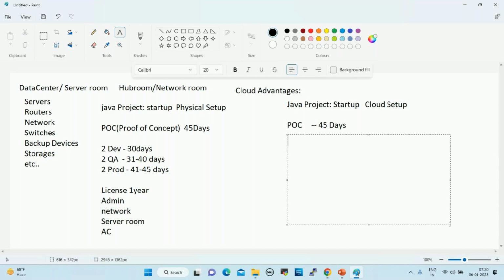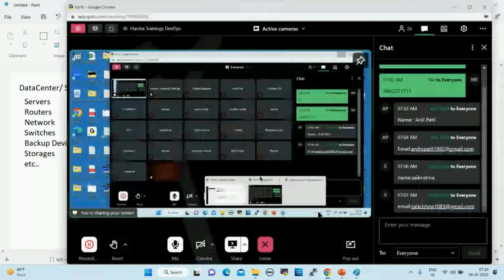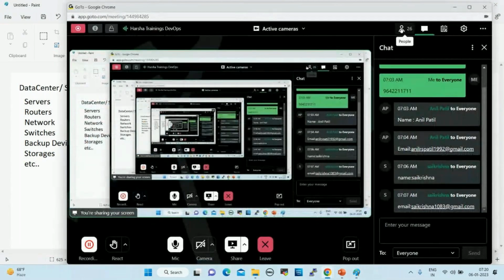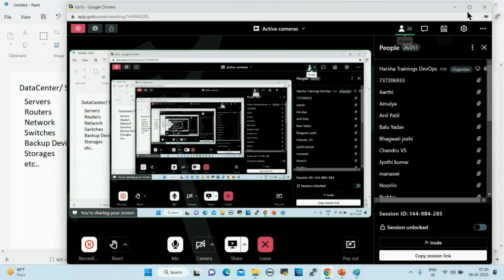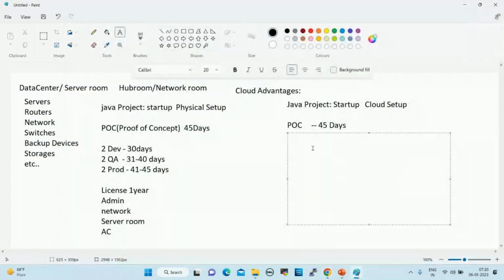What is on-demand? Anyone? Pay and use. Right. Okay. So on demand means whenever we need any servers, they should be available immediately, right? Which is nothing but on demand.